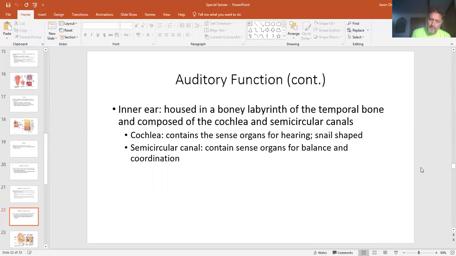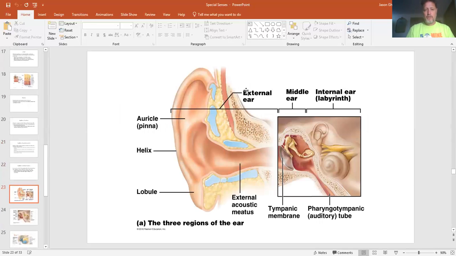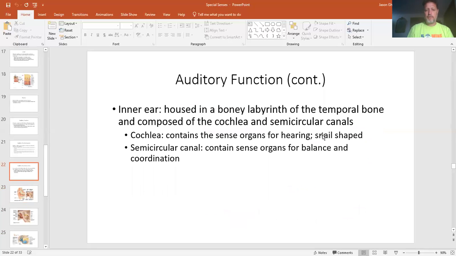The inner ear then is the cochlea and the semicircular canals. Now we're going to go over all these. Remember, the cochlea is a snail-shaped thing, so it's easy to identify that way. And the semicircular canals are for balance and coordination. So again, here's all the outer ear. We go to the middle ear, starting with the tympanic membrane. There are the eustachian tubes. There are the three bones of the ear. There's the cochlea, and these here are your semicircular canals.